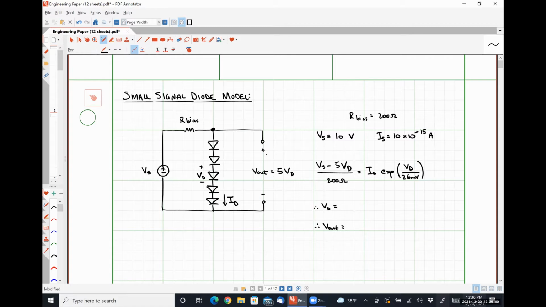Anybody get anything yet? Annabelle, you look like you're finished. So 748, I got 0.072 millivolts. All right. And then obviously 5 times that is V out. So that would be 3.74 volts. Okay.